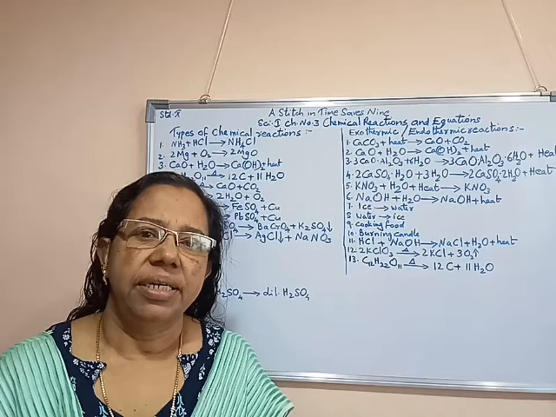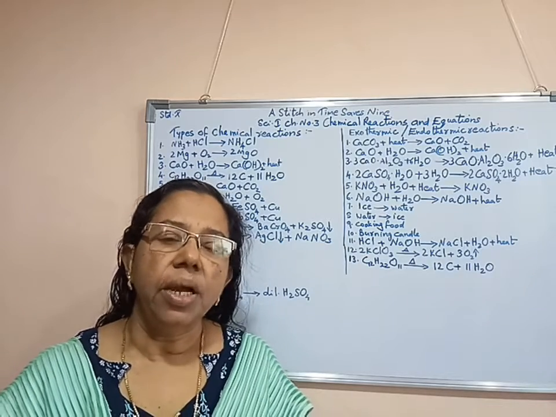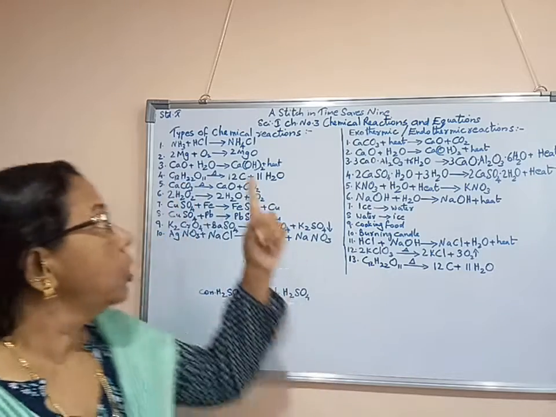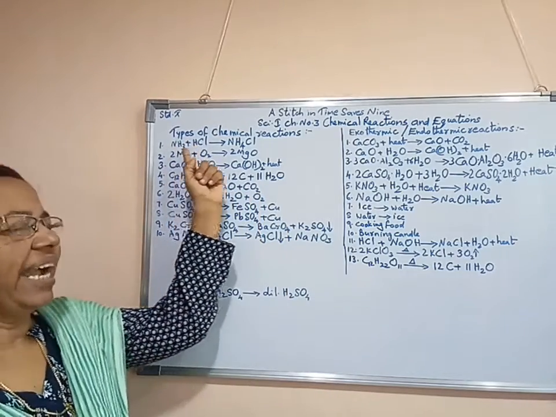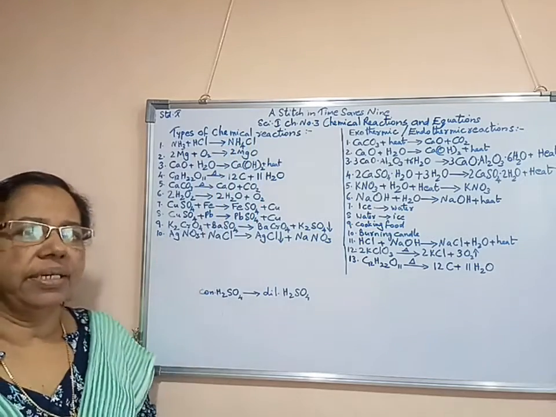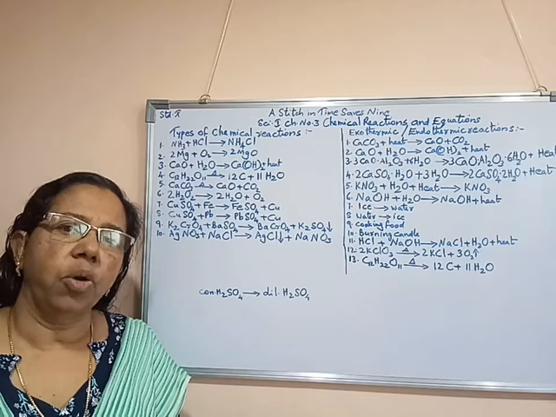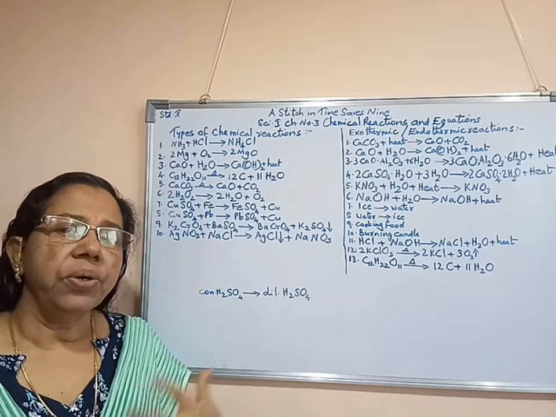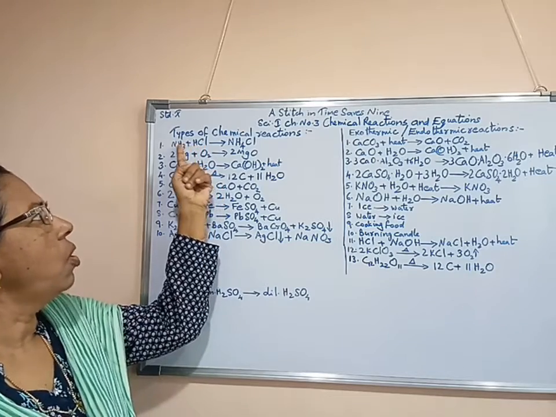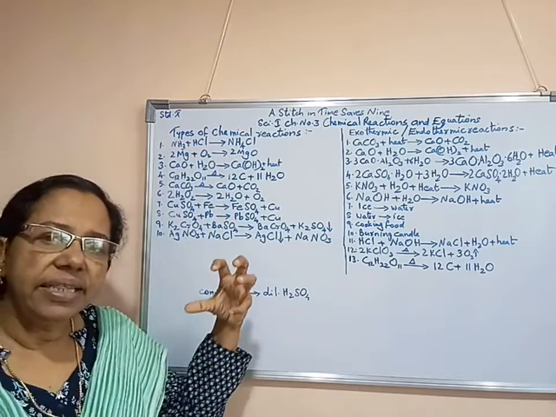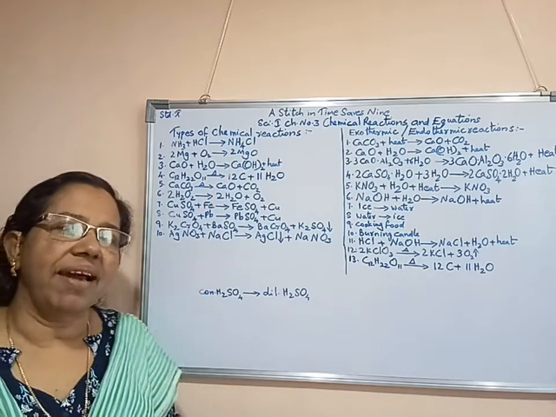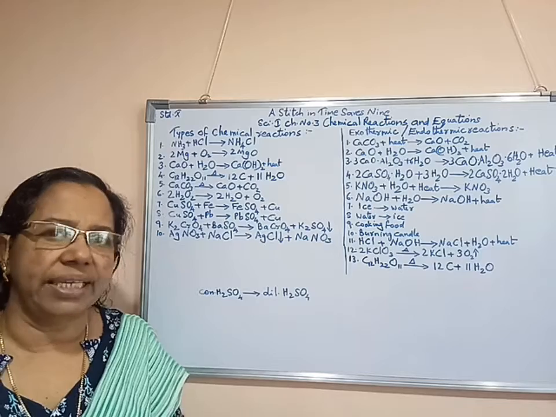What is meant by combination reaction? Combination reaction is a reaction in which 2 or more reactants combine together and a single product is formed. That reaction is known as combination reaction. So in combination reaction there should be 2 or more reactants. Then they should join together and a single product should form. Then that reaction is known as combination reaction.